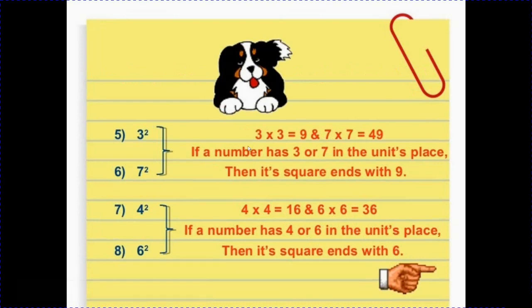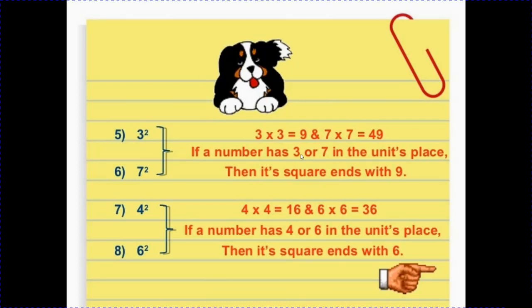If a number has 3 or 7 in its units place, its square ends with 9. So let's take an example of 7. 7 times 7 is 49, so it ends with 9. Even 3. 3 times 3 is equal to 9. The square ends with 9.